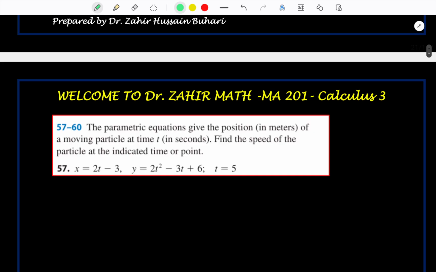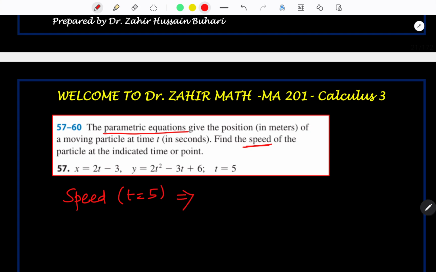Next question, let us read. The parametric equations give the position in meters of a moving particle at time t in seconds. The question is, find the speed of the particle at the indicated time. So you are going to find the speed at time t equal to 5.